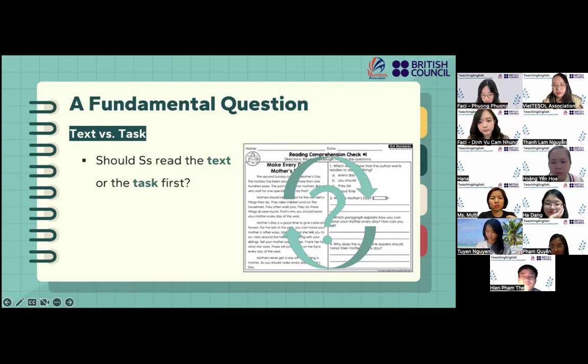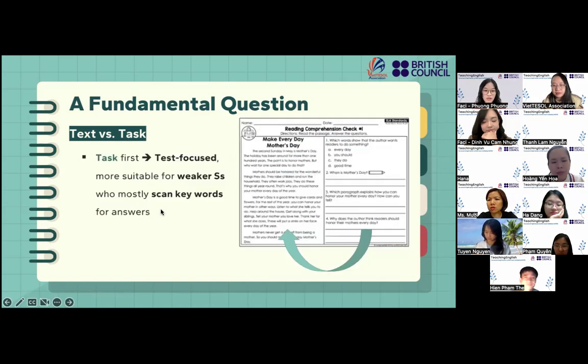Task first. I see a lot of task first. It depends. Text first. Okay. Always be very careful with the choice question, right? So text or the task. Let's look at the pros and cons of each approach.